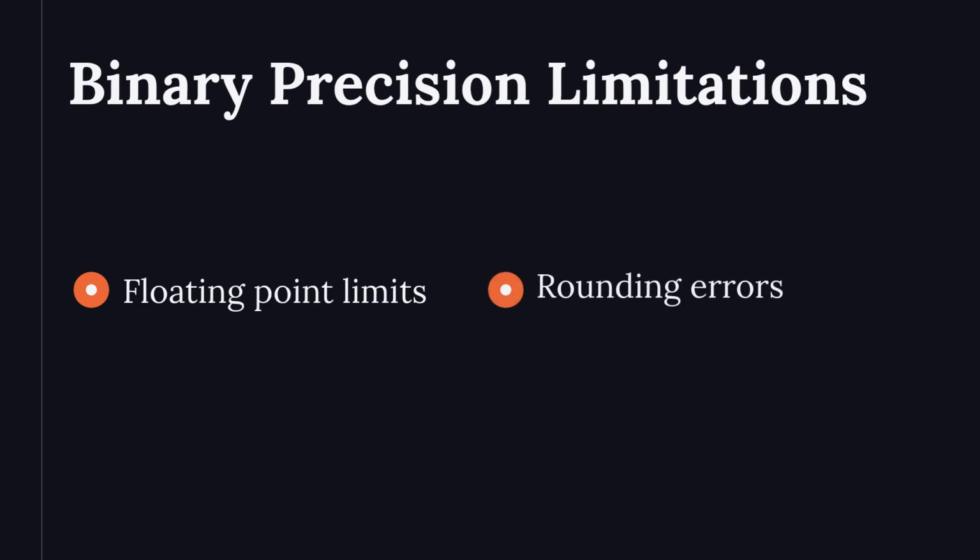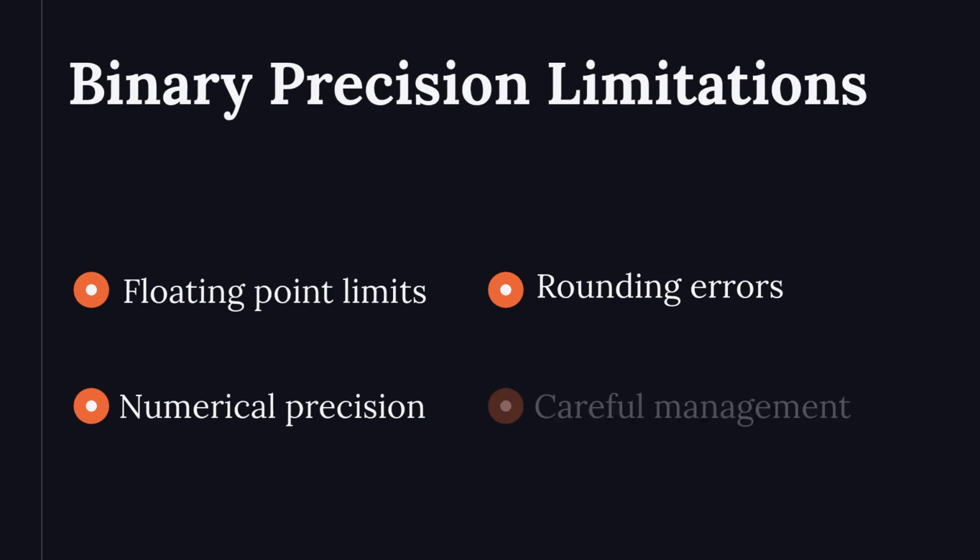Binary's floating point representation limits numerical precision. Many decimal values cannot be exactly represented. This leads to rounding errors in scientific and financial systems. Careful management is required to avoid unexpected results. Understanding these limitations is crucial for precision in computing.